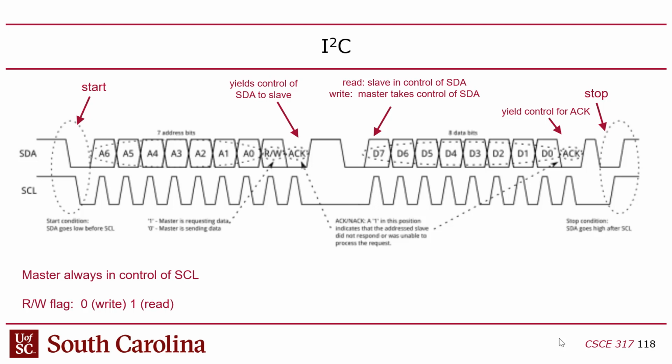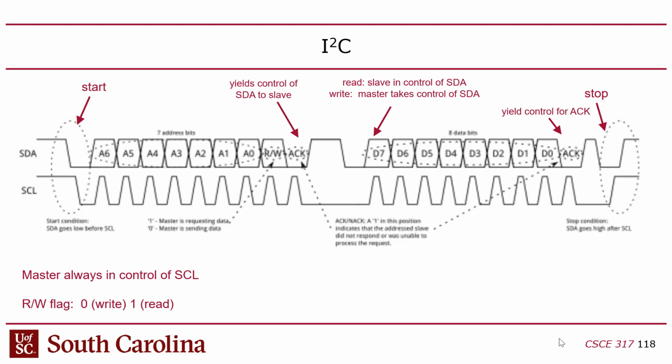You guys remember that? So that's really the only thing. I think that's the most important thing to remember there. The other thing that's a little strange is that the clock is always controlled by the master, right? The data is handed off back and forth during a transaction. So it starts out in the master's control, and then it goes to the slave, and then back to the master, and then the slave, right? And then there's this acknowledgement bit for both the address and the data section.